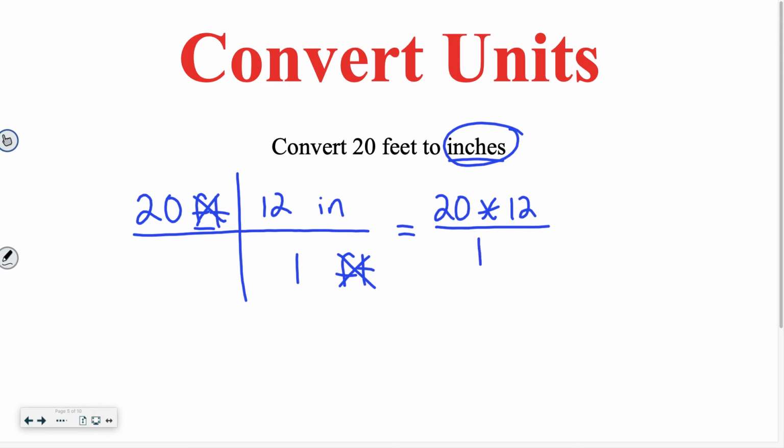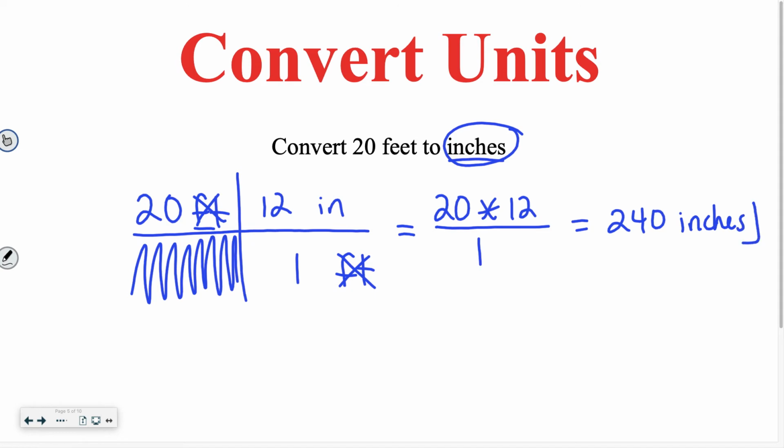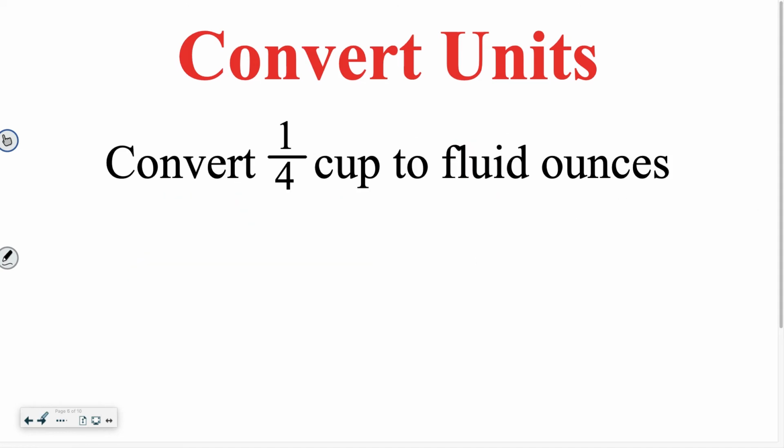You might be asking, what's this first box for? You don't have to worry about that first little box yet because we're doing the easier version of this for right now. Okay? So then I'd have 20 times 12, which is 240, divided by 1 is still just 240. And then I'm left with inches as a label. Okay, let's try another one.